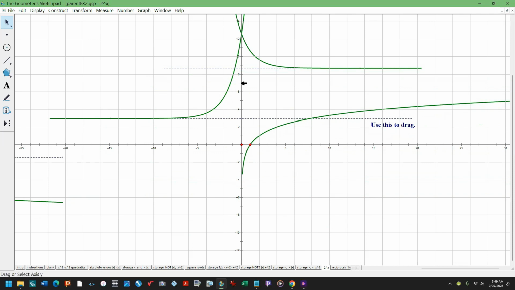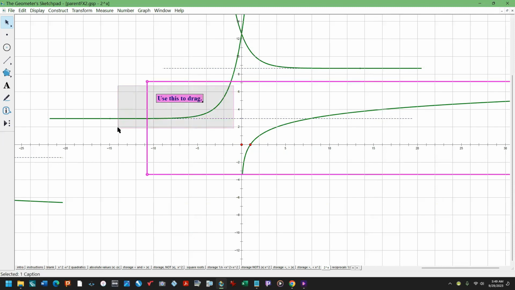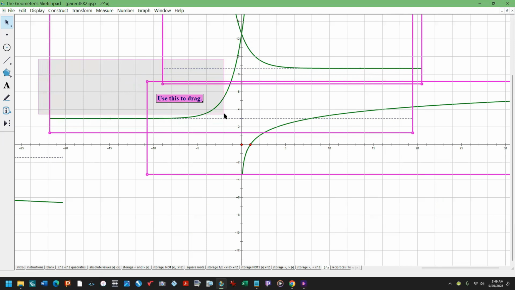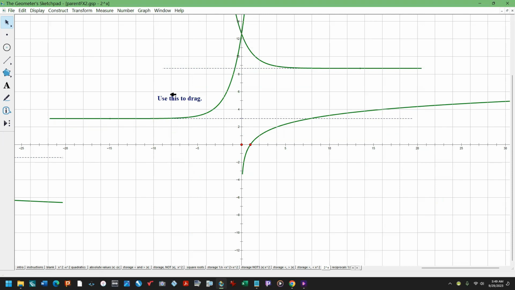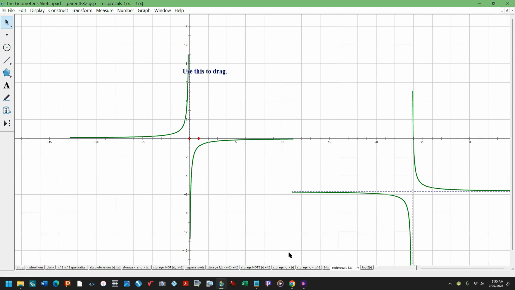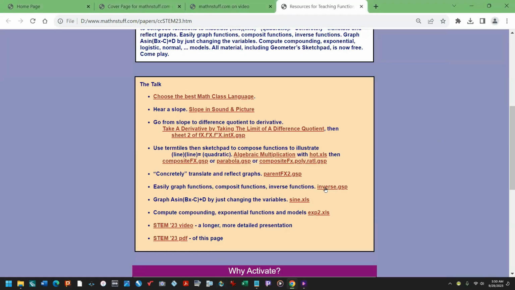And let's try and pick up this one. Nope. Turn this one off. Nope, can't get it. Not worth trying. You got the idea. Do I have any more? I have log and reciprocal. And you got the idea. Dump it. Okay, inverse.